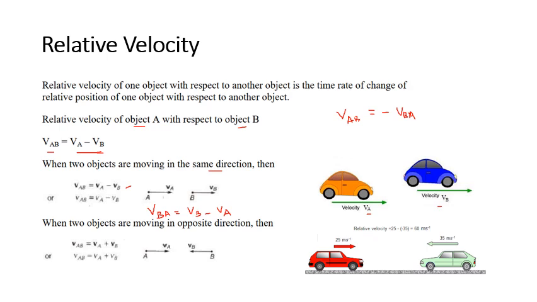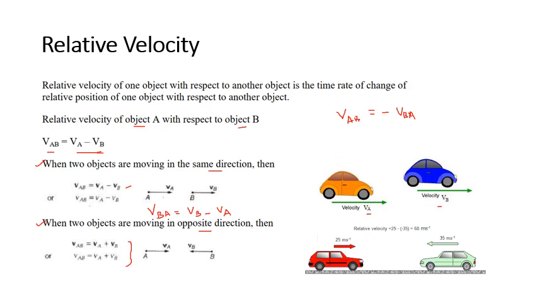So we saw the first case, when two objects are moving in the same direction: VAB equal to VA minus VB. And look at the second condition, when two objects are moving in opposite directions. Look at the second diagram. Both the cars are moving in opposite directions. So what will be the relative velocity? VAB equal to VA plus VB. So both the velocities are added up.